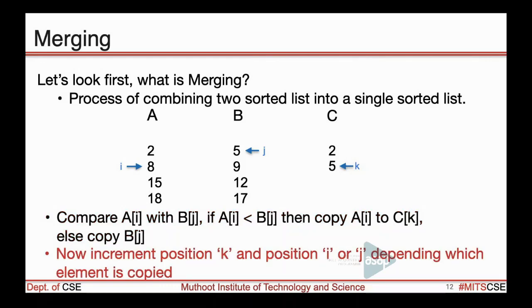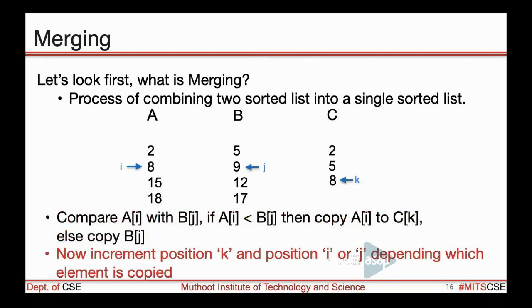Now I should increment k and the position of i or j, depending on which element is copied. So the element copied is 5, that is from B, so j needs to be incremented and k needs to be incremented. Clear? Again, this process repeats, comparing A[i] and B[j]. Now 8 is smaller, so 8 goes to C.